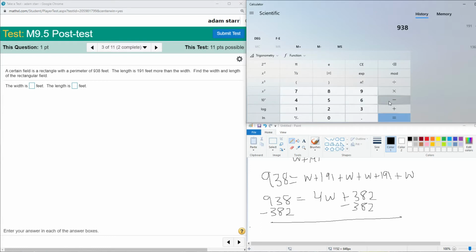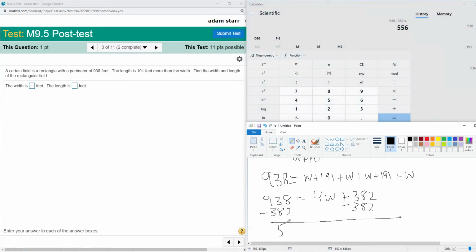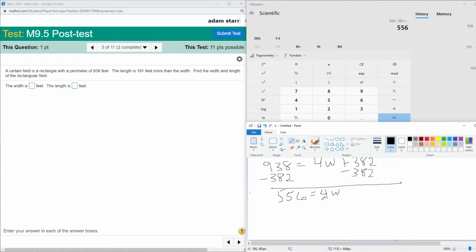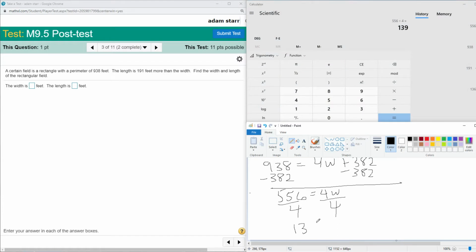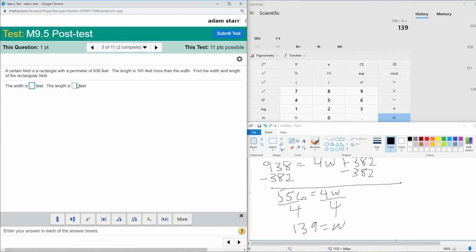938 minus 382 is 556, so 556 equals 4W. And then to continue solving for W, I'm going to divide both sides by 4. So 556 divided by 4 is 139. That is my W, or my width. So typing that in the box here, 139 is my width.